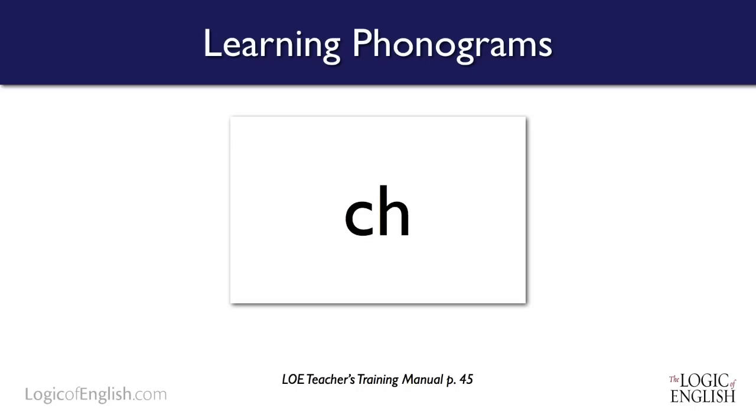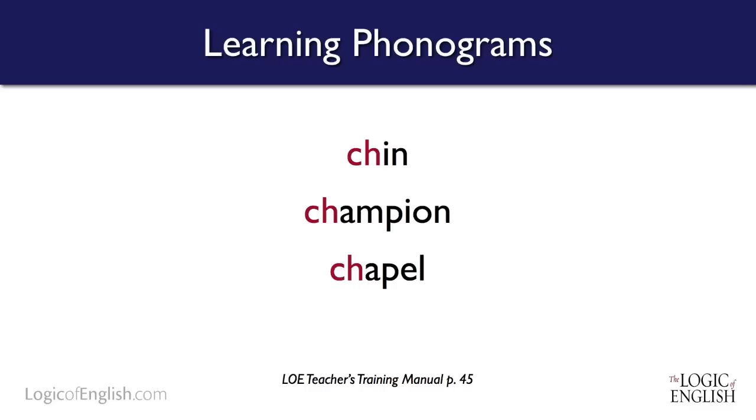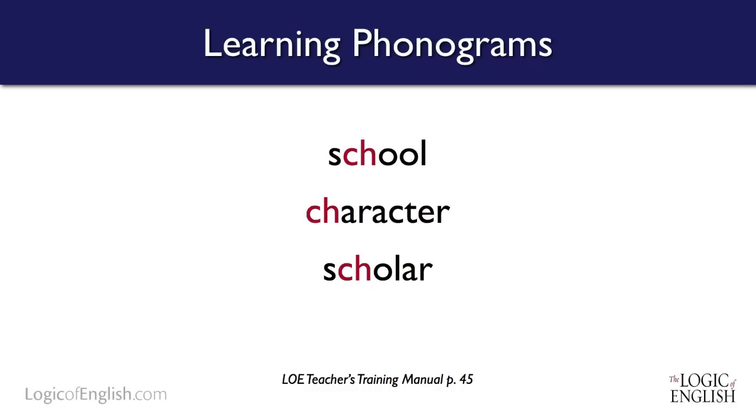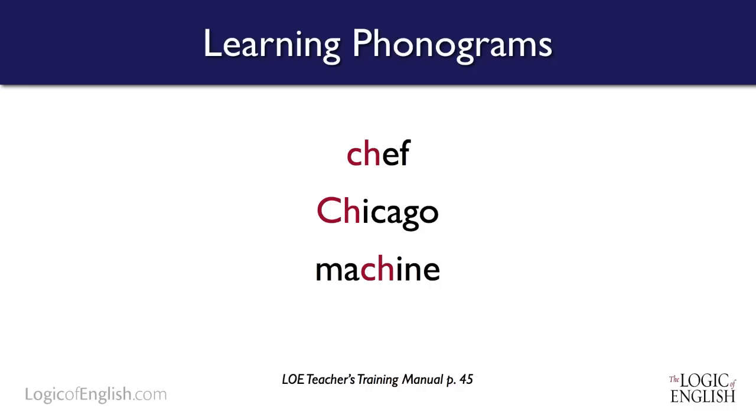Let's look at this phonogram. Now, I was taught that this says ch, as in chin, champion, and chapel. And I actually remember the day that I was in school where I was sitting when I learned the spelling word school, and I was sitting there going, stool, stool. English is so stupid. And, CH also says k, as in school, character, and scholar. And it says sh, as in chef, Chicago, and machine. With this phonogram, what's fascinating is that there's something we can know about the three sounds ch, k, and sh.